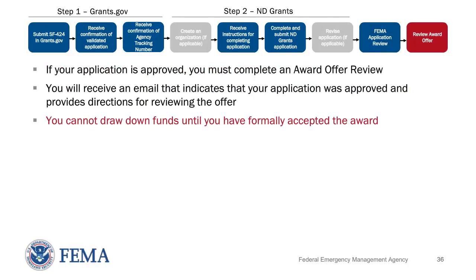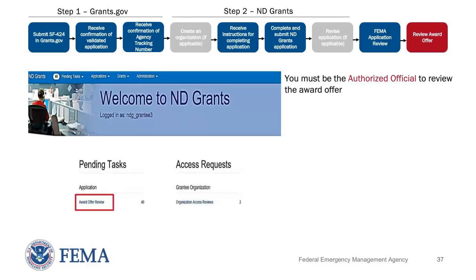If your application is approved, you will receive an email from FEMA letting you know that you have been awarded a grant. If this is the case, you must log into ND Grants to complete an award offer review. Your award will not be finalized until you complete this review, so you will not be able to draw down funds. To accept your award, log into ND Grants and click the Award Offer Review hyperlink on the home page.